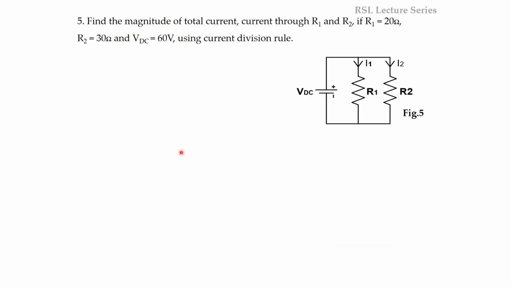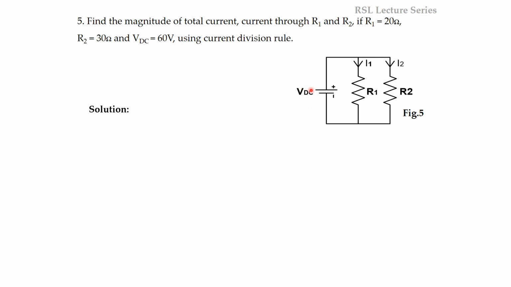Now the next problem: find the magnitude of the total current through R1 and R2 if R1 is equal to 20 ohms, R2 is equal to 30 ohms and VDC is equal to 60 volts, using current division rule. So we have to apply current division rule for finding out the values of I1 and I2. So here R1 value is given 20 ohms, R2 value is also given 30 ohms and the supply voltage VDC is given 60 volts. So now if you want to apply current division rule, we have to know the total current. So we have to find out the total current.